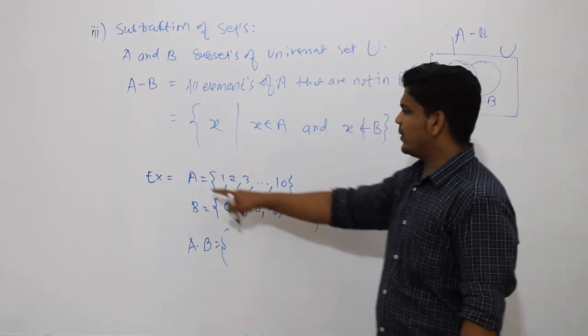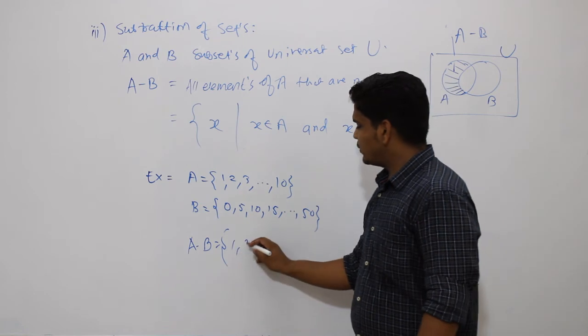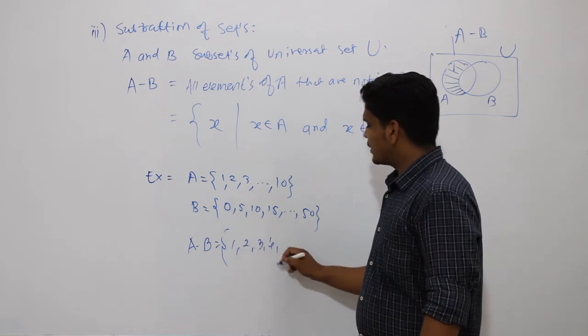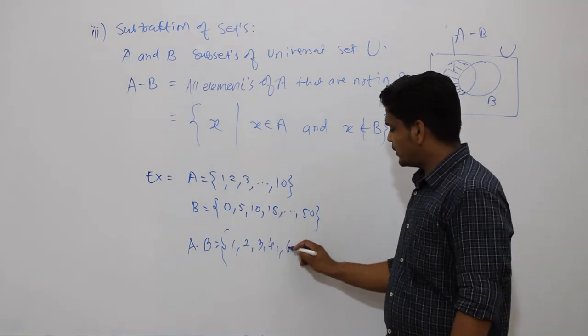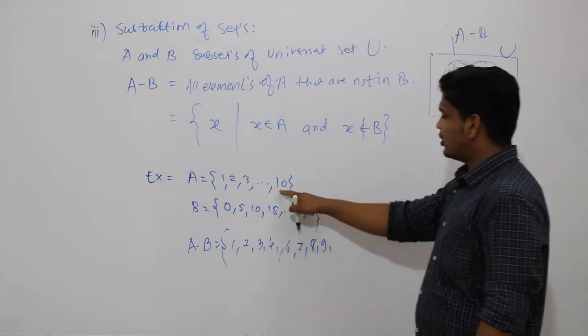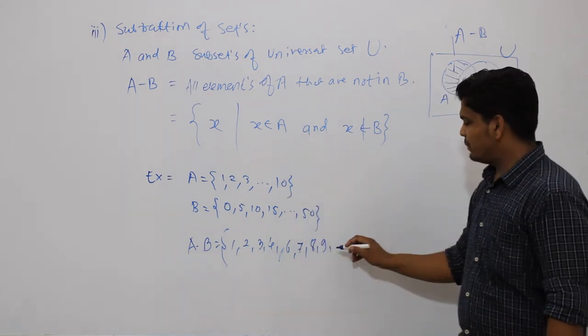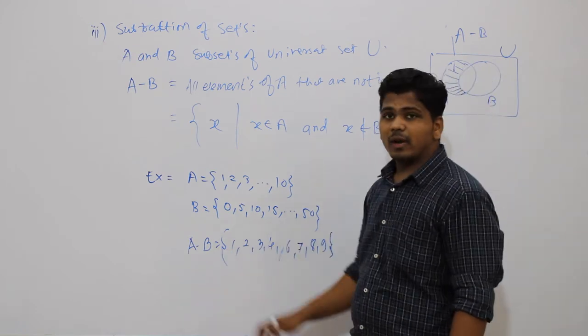It will be nothing but elements of A that are not in B. Now 1 is there, which is not in B, 2 is there, 3 is there, 4 is there. Now 5 I will not consider since this is in B. Now 6 will be there, 7 will be there, 8 will be there, 9, but I cannot consider 10 since 10 is in B. This has become your A minus B. Okay, this is your A minus B.